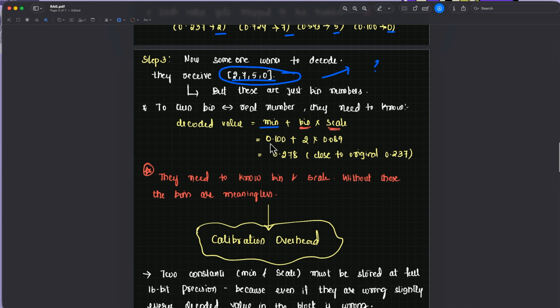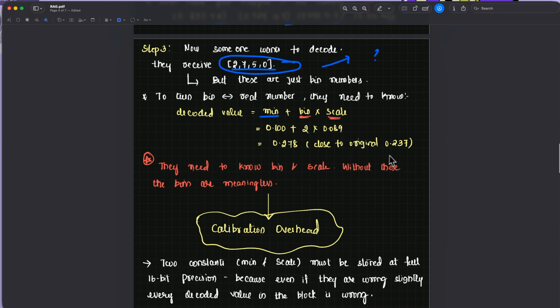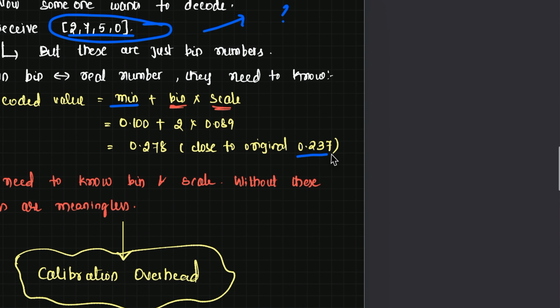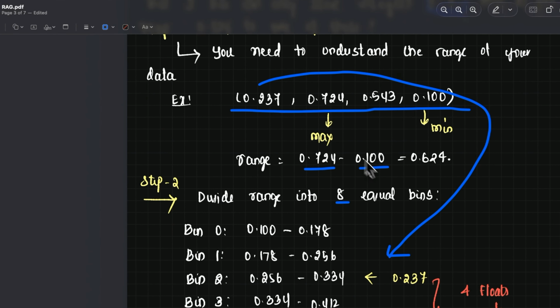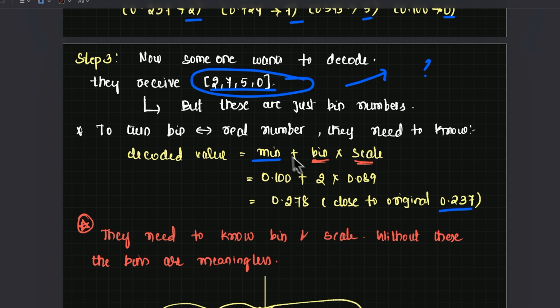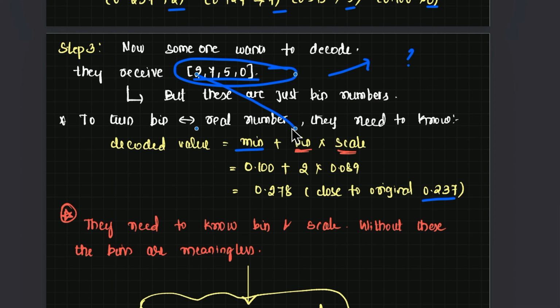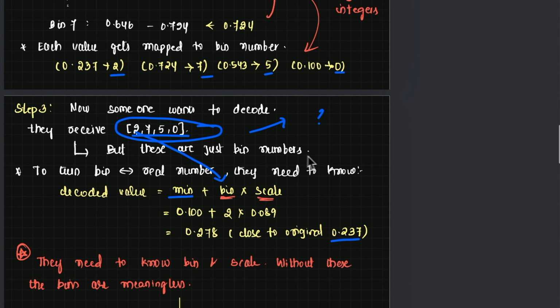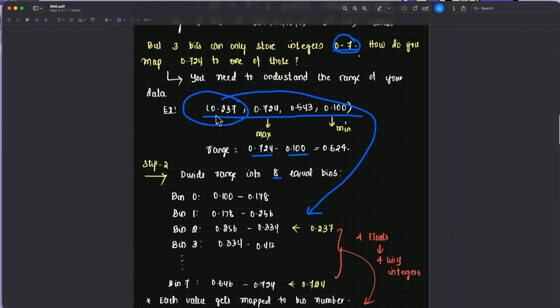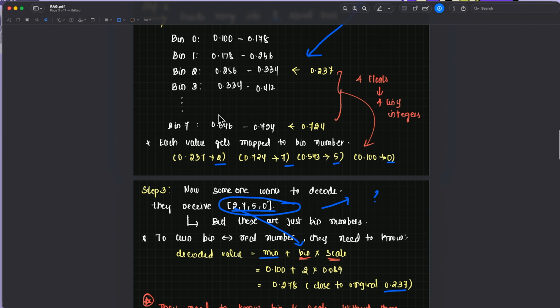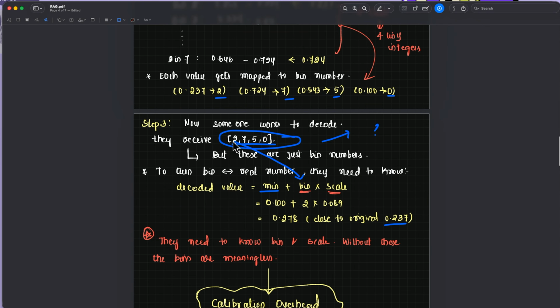So if you take the minimum 0.100 plus 2 into 0.89, that gives 0.278, right? So this is close to what we saw, right? 0.237. So we took this minimum bin in scale. If you take this bin number as 2 here, we got to 0.237, which is nothing but the original vector value which we came from. So we are successful in converting the bin numbers back to the original vector values.